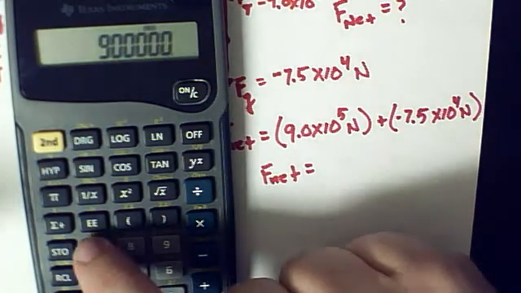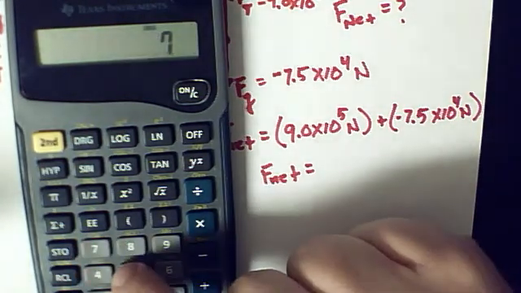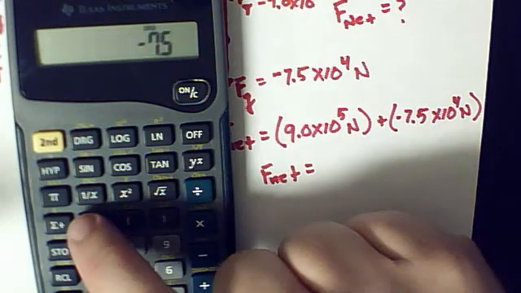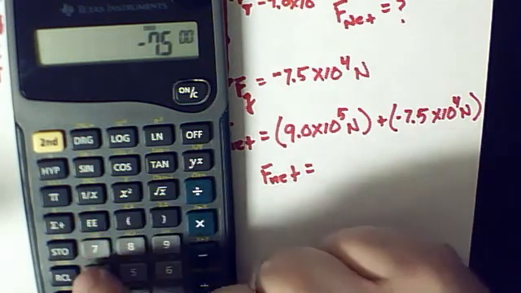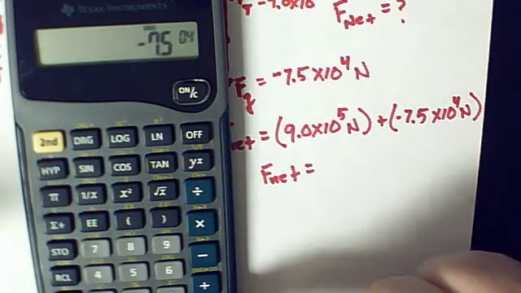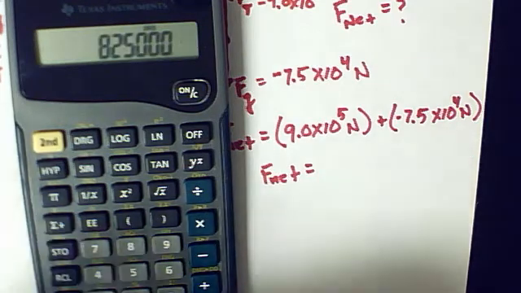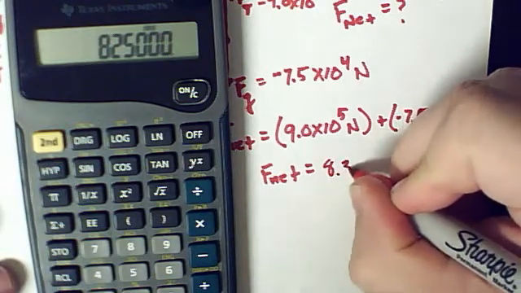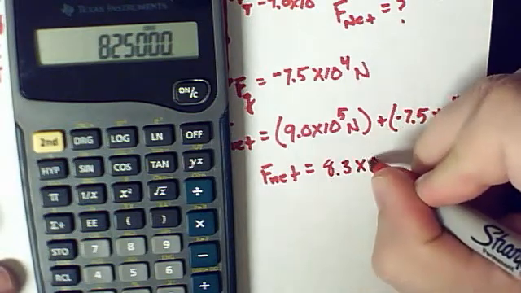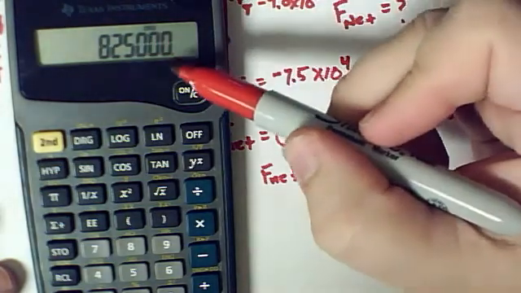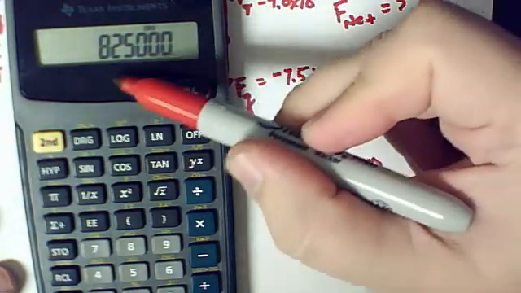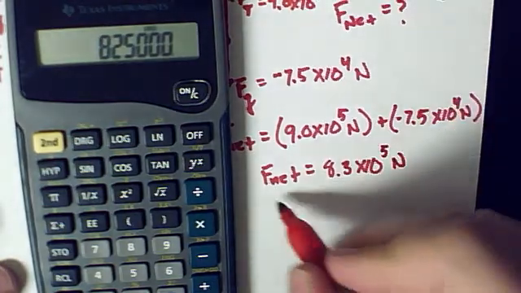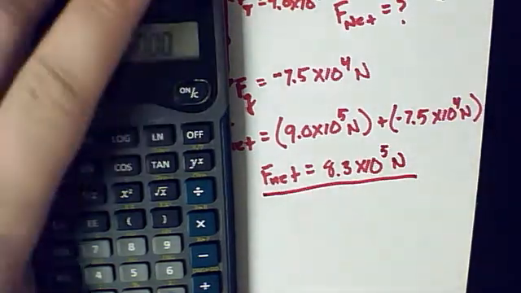Now I'm going to add plus, and notice it changes it out of scientific notation for me. I'm going to add 7.5, and it's a negative 7.5 times 10 to the 4th. And then I hit equals, and that is 8.3 times 10 to the 5th newtons. That is my net force.